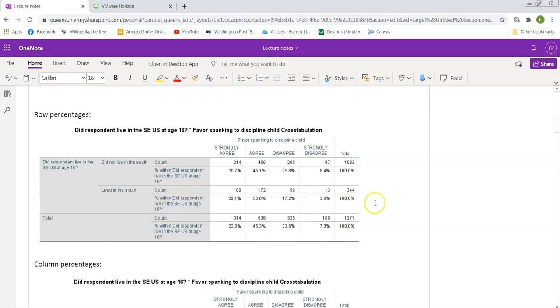Whereas of the people who lived in the South, and again, that's because this 100% is here, this tells you that this is out of all this group. So out of all the people who lived in the South when they were 16, 29.1% strongly agreed with the statement, 50% agreed, 17.2% disagreed, and 3.8% strongly disagreed.